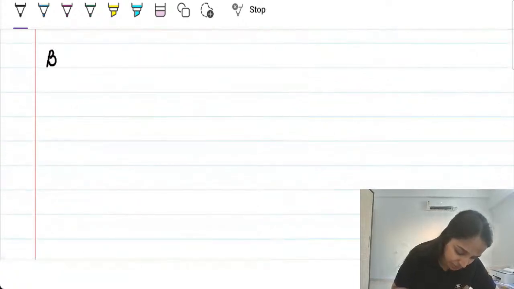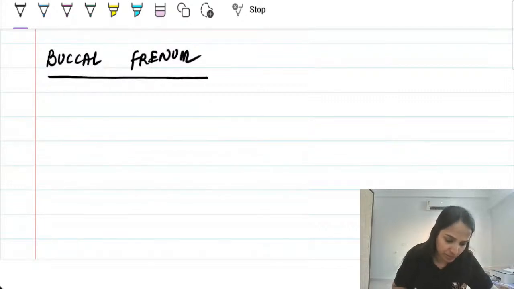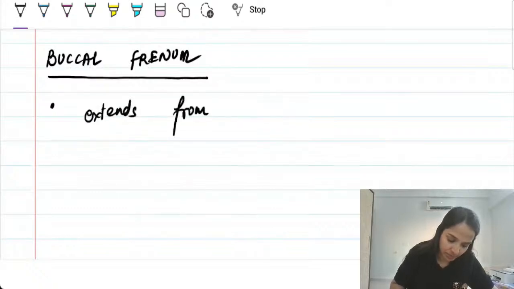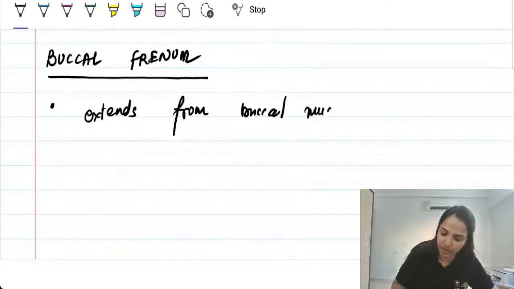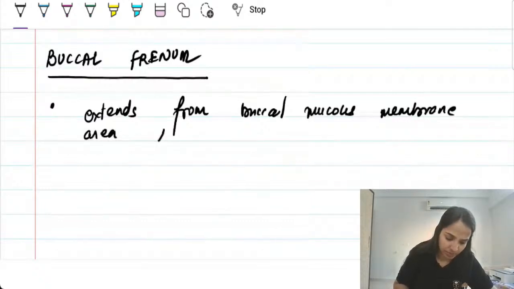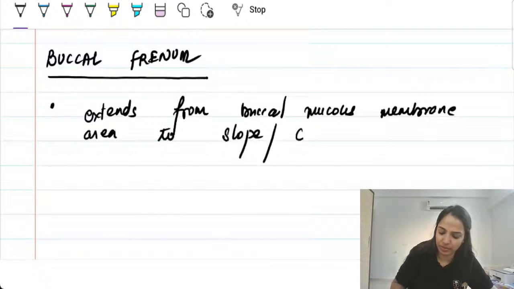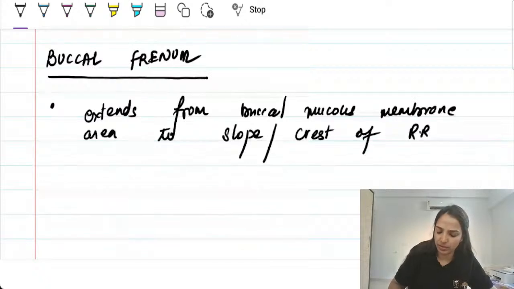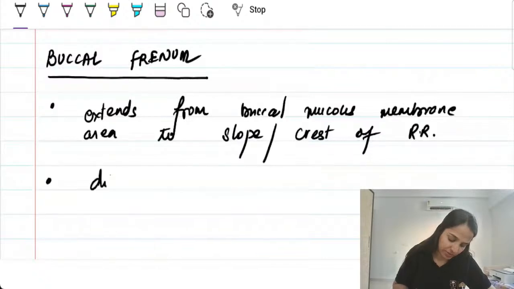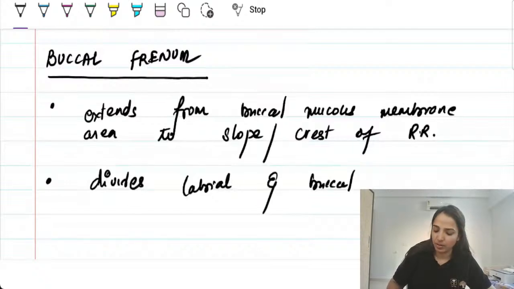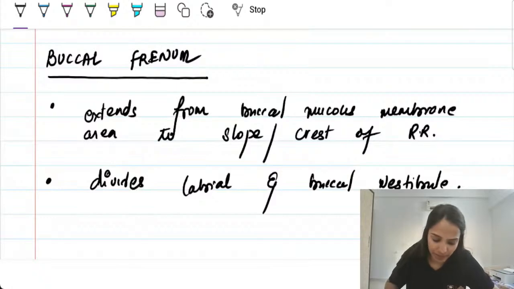But the same does not hold true for the buccal frenum. Now, what are the muscular attachments here? We will study all of them also. So the buccal frenum, again a fold of mucous membrane, extends from the buccal mucous membrane to the slope, or I would even say the crest of the residual ridge, right? So what it does is it divides your labial and buccal vestibule. What your labial frenum would do is it divides your right and left labial vestibule.